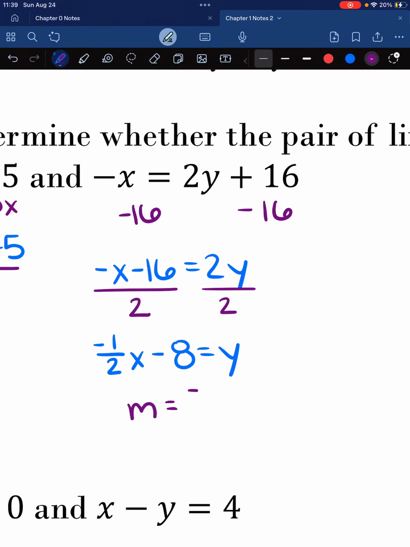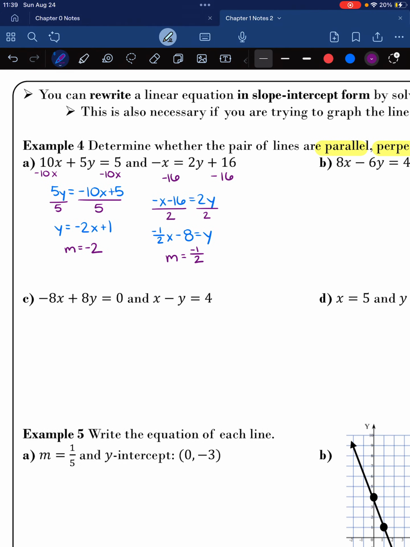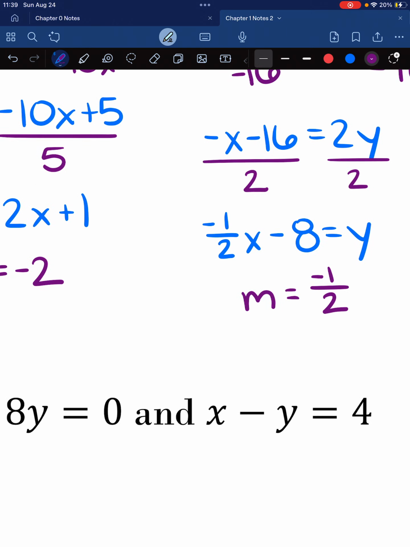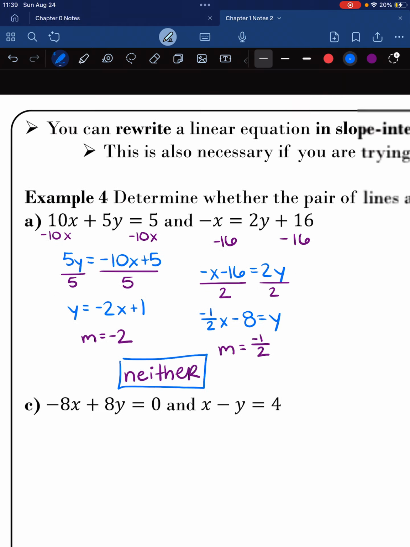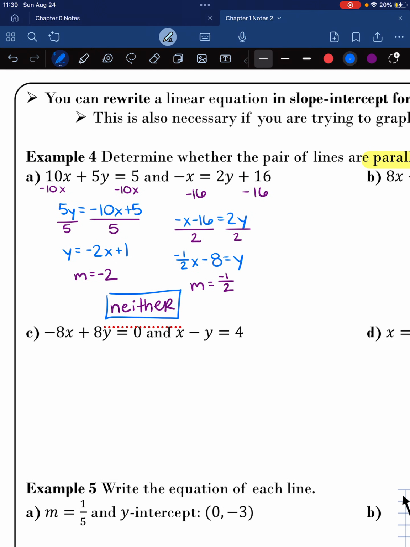Okay, so this slope is -1/2. Comparing these two slopes together, they are reciprocals, but they're not opposite signs from each other. So this is going to be neither. They were almost perpendicular, but it didn't meet all of the requirements. So it is neither parallel nor perpendicular.